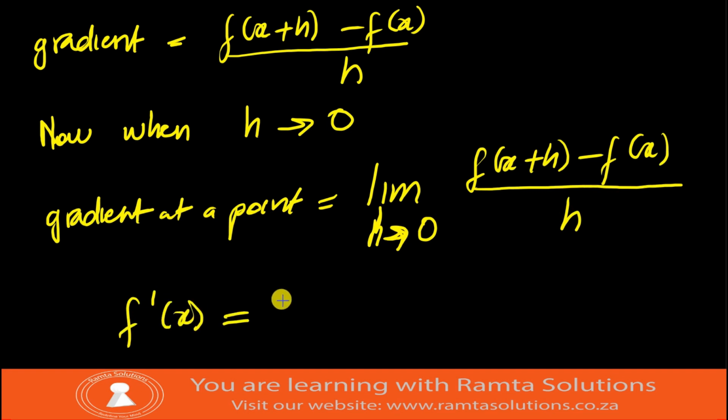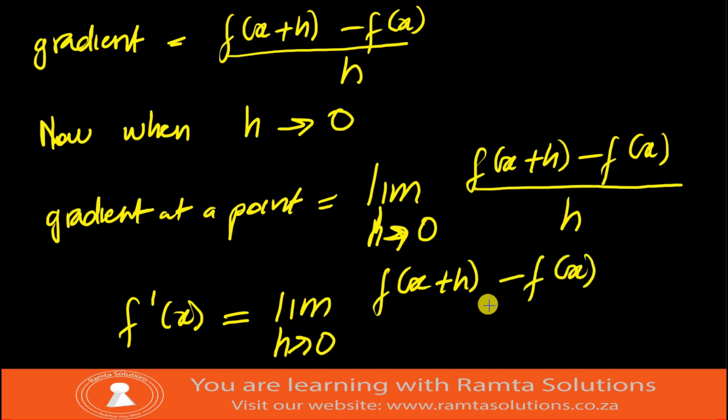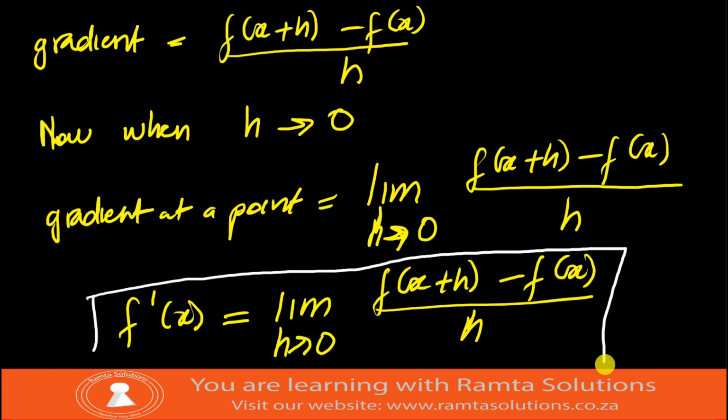So we say f prime x is equal to the limit of f of x plus h minus f of x all over h as h tends to 0, okay? This formula is the most important formula that you're going to use here in grade 12, okay? It's called differentiation by first principle. When we say differentiation by first principle, it's because we are using this formula.